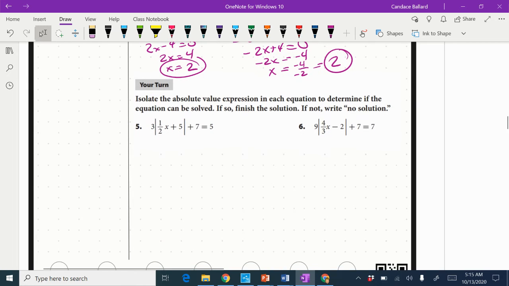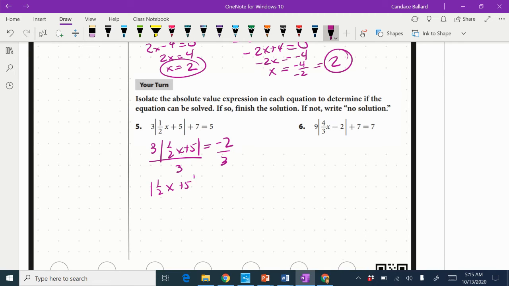All right, let's try it again. So I'm going to start by subtracting the 7 to the other side. So when I do 5 minus 7, I get negative 2. I'm going to divide by 3. So they gave you some nice fractions. So absolute value of 1/2 x plus 5 equals negative 2/3. But wait, I have an absolute value equal to a negative. So we know that that can't happen. So the way I do write this is I just write no solution.